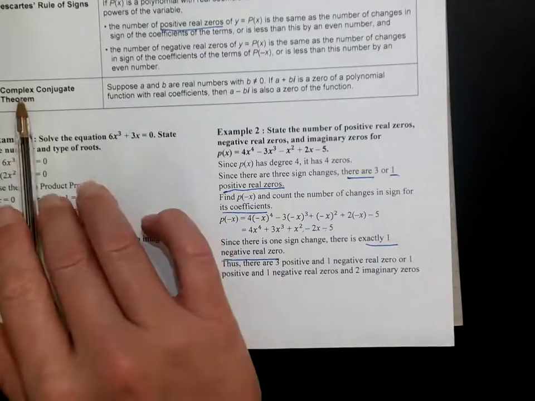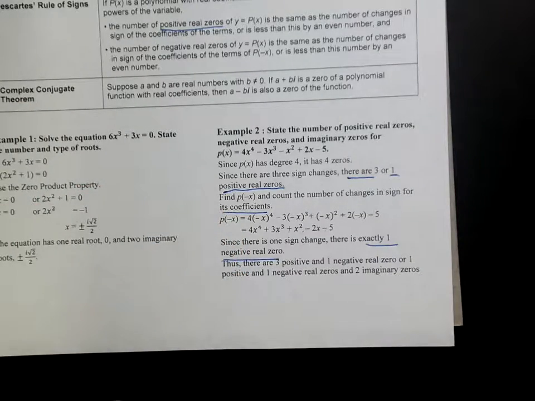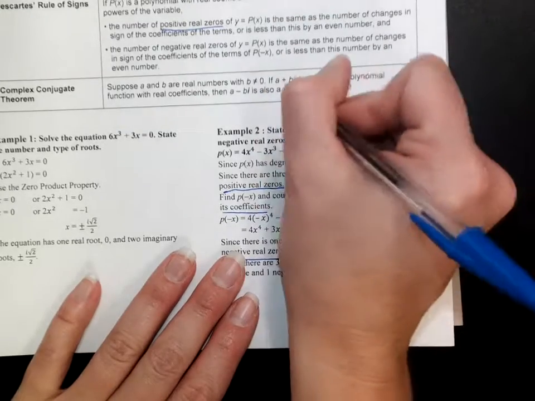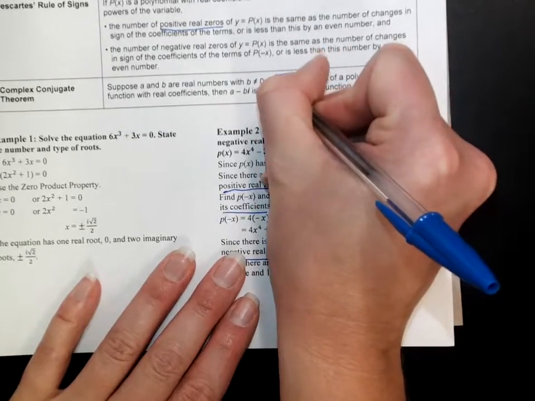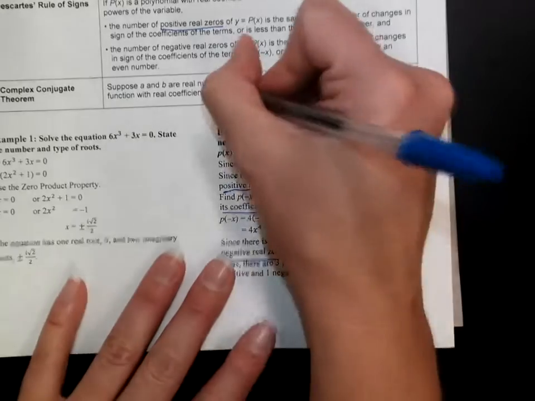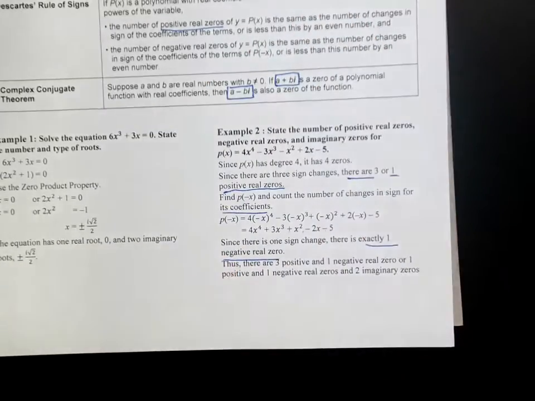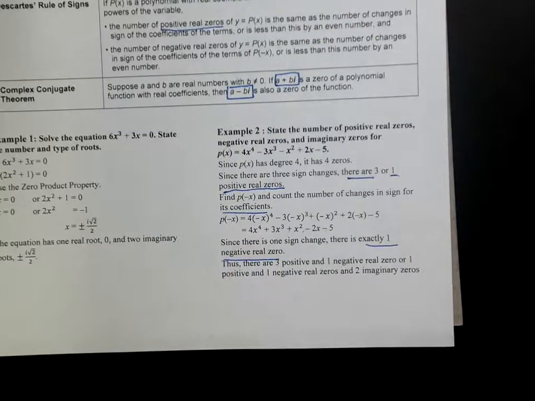The last one is your complex conjugate theorem, and we've actually dealt with this before. If you have an imaginary root that looks like this, then the other one is also going to be a zero, just changing the sign. Remember, those are your complex conjugates. Like I said, just some math vocabulary stuff here, no real work.